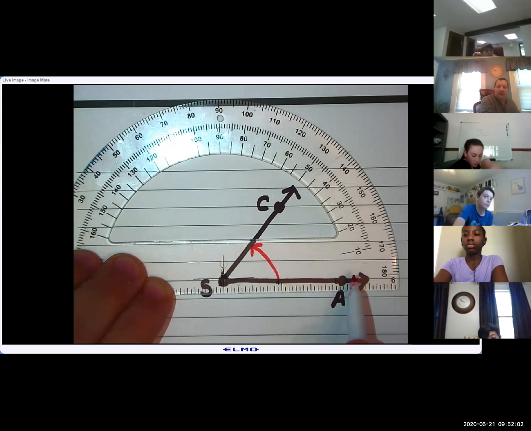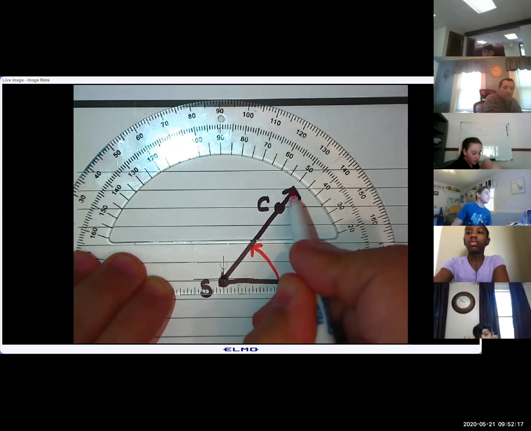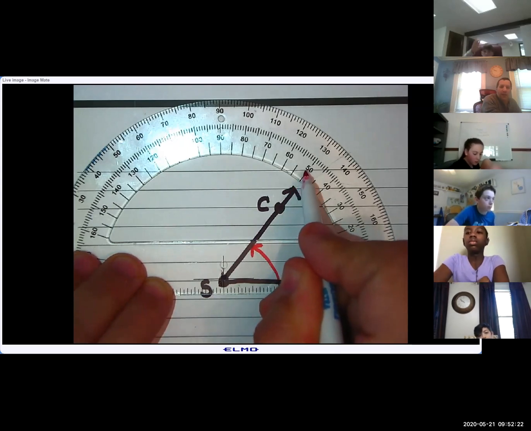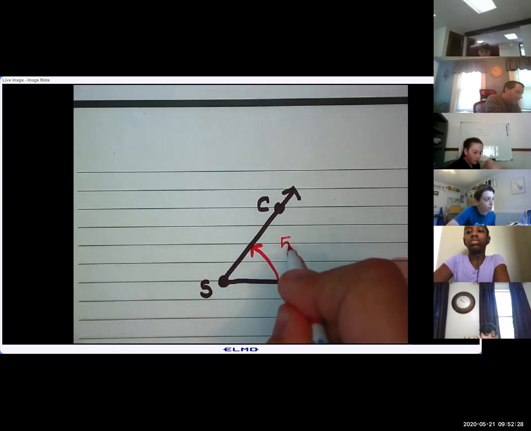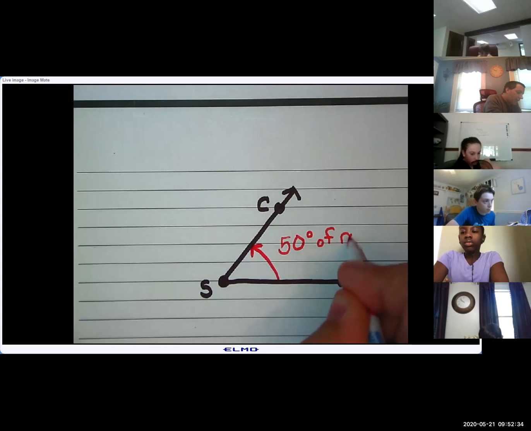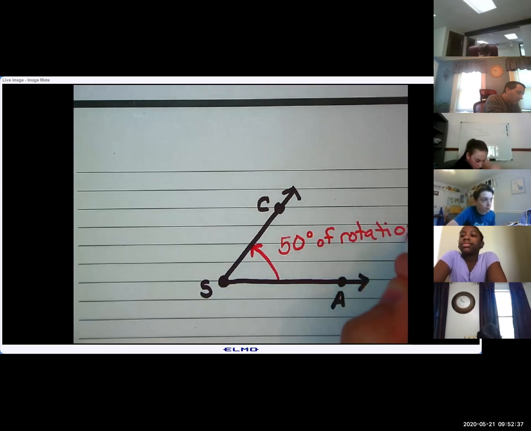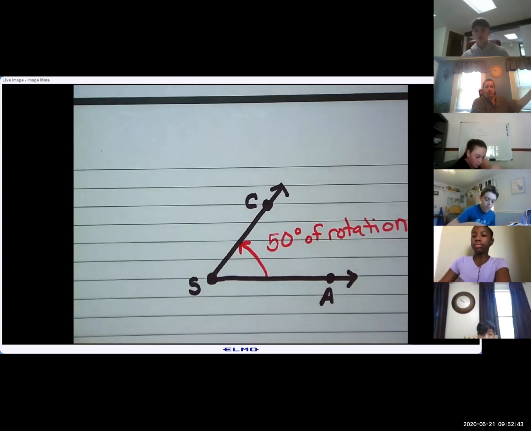Because my 0 is on the bottom, see there's 10 right there. I'm not going to use the top numbers at all. I'm going to pretend they're not there. So now what I do is I go all the way up to where this angle is, where this ray is. What number is this ray pointing at? 50. So this angle has 50 degrees of rotation. Could you copy that into your notebook, please?